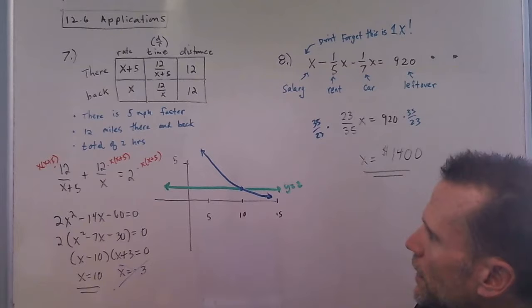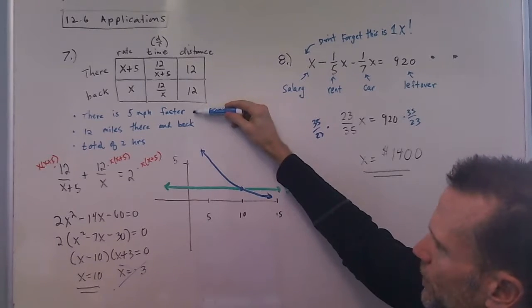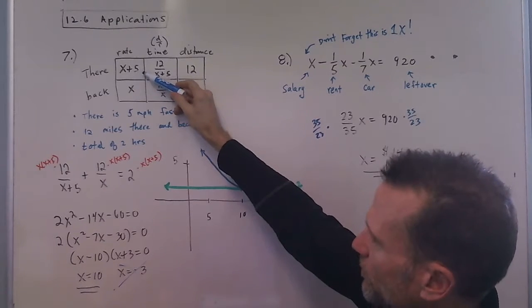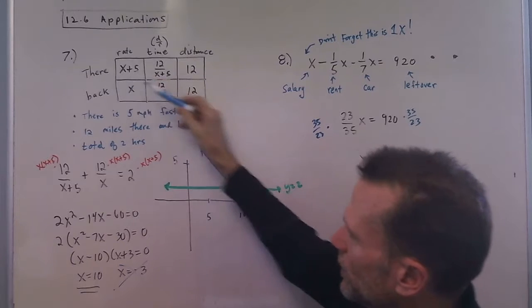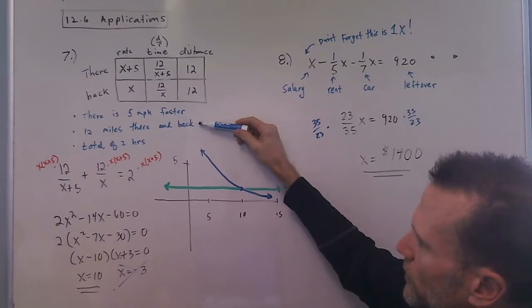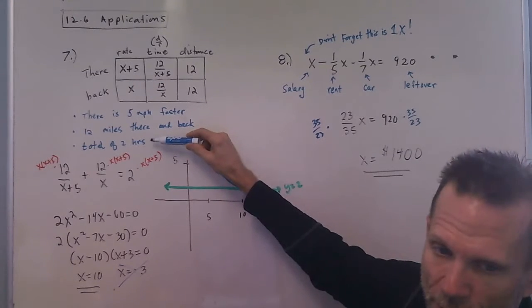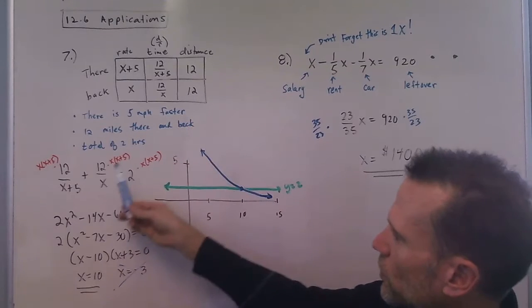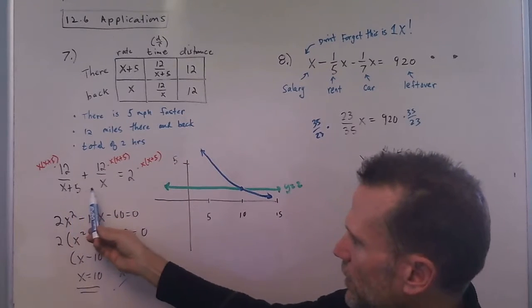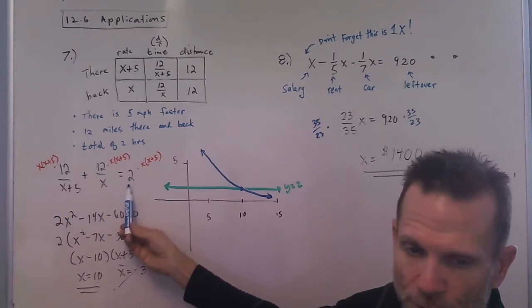Okay. Here's some of the key things in the problem. It's 5 miles per hour faster on the way there. It's 12 miles there and back, and a total of 2 hours. So since it's a total of 2 hours, we have the time plus the time equals 2.